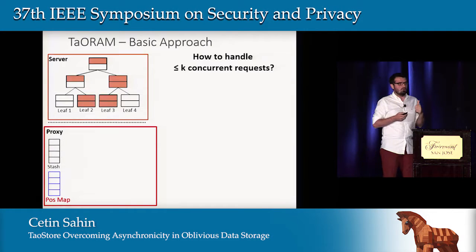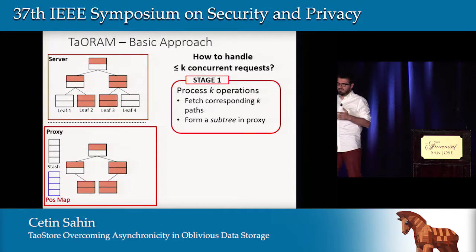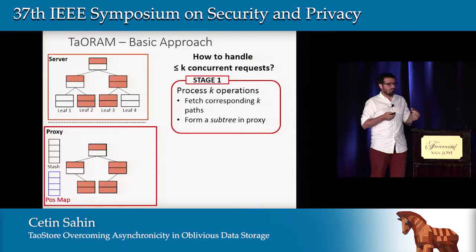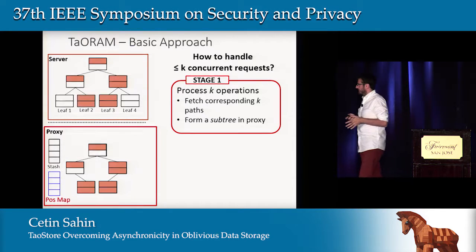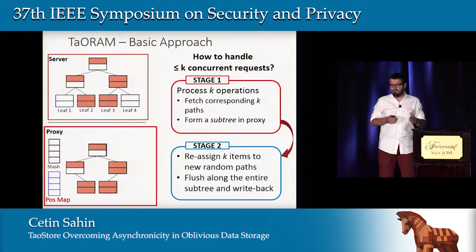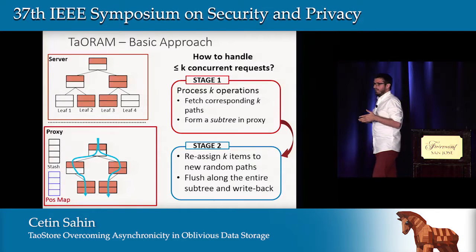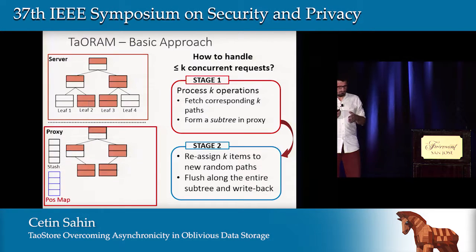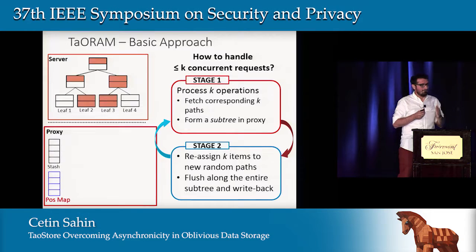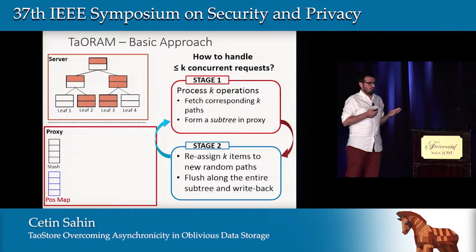We would like to achieve concurrency. A simple approach would be first processing k operations. We fetch k corresponding paths to the proxy and form a subtree in memory. In the second stage, we reassign k items to new random paths. Then we flush along the entire subtree, and write the entire subtree back to the storage server in batches.